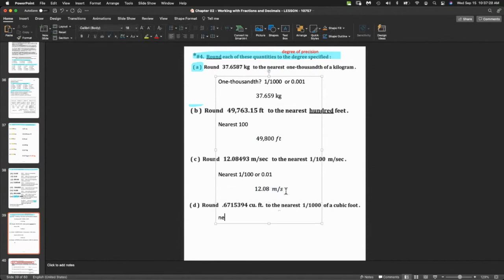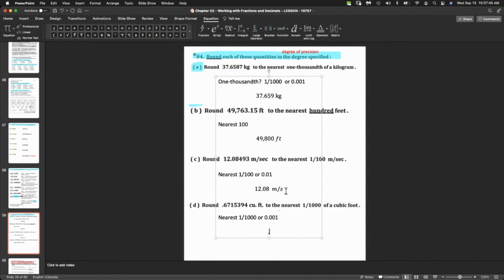And one more, the nearest thousandth of a cubic foot. That's a nice one, if you can visualize a thousandth of a cubic foot. In this case, actually, it'll be 3 decimal places. So the final answer is going to be, I'll put the 0 in front. Some people, like the author, don't put the 0. Yeah, it's going to go to a 2. Thank you, Nicholas. So that's 0.672. Sorry.